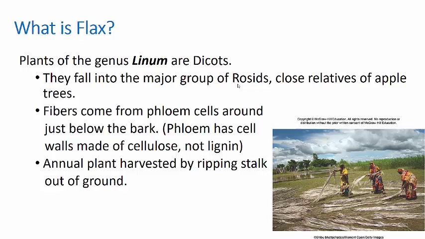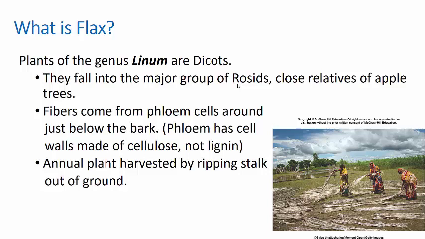Where do they come from? Instead of being individual fibers of cellulose used as a weird kind of kite, these fibers are coming from the phloem cells. So these are wrapping the phloem cells just below the bark. So this is probably the result of primary growth, right? And these phloem have thinner cell walls, so they're made of pure cellulose rather than lignin.